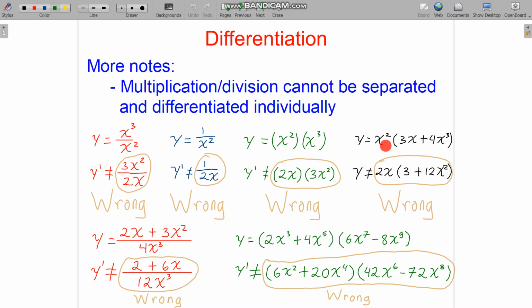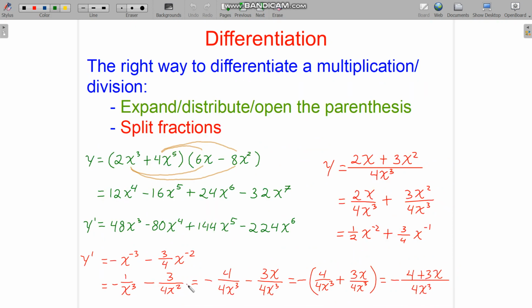If it's a multiplication, we cannot separate: the x squared becomes 2x and this parenthesis becomes 3 plus 12x squared. This will be wrong. So again, this is wrong. You cannot separate the differentiation for multiplications and divisions. The right way to differentiate a multiplication or division is by expanding or distributing or opening the parentheses, or by splitting the fraction. So for example, if it's a multiplication, just do the rainbow method.